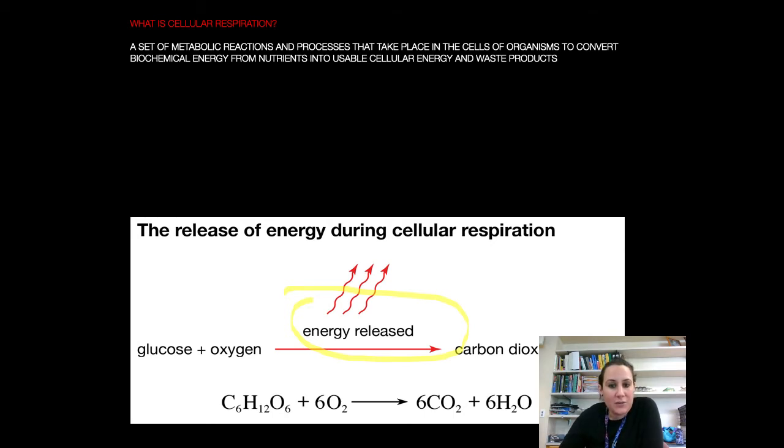You'll see again glucose and oxygen, right? Those are the two inputs. These are the things that come out of photosynthesis. These are the things that go into cellular respiration. The two complement each other very well. And then you'll notice, right, energy released.